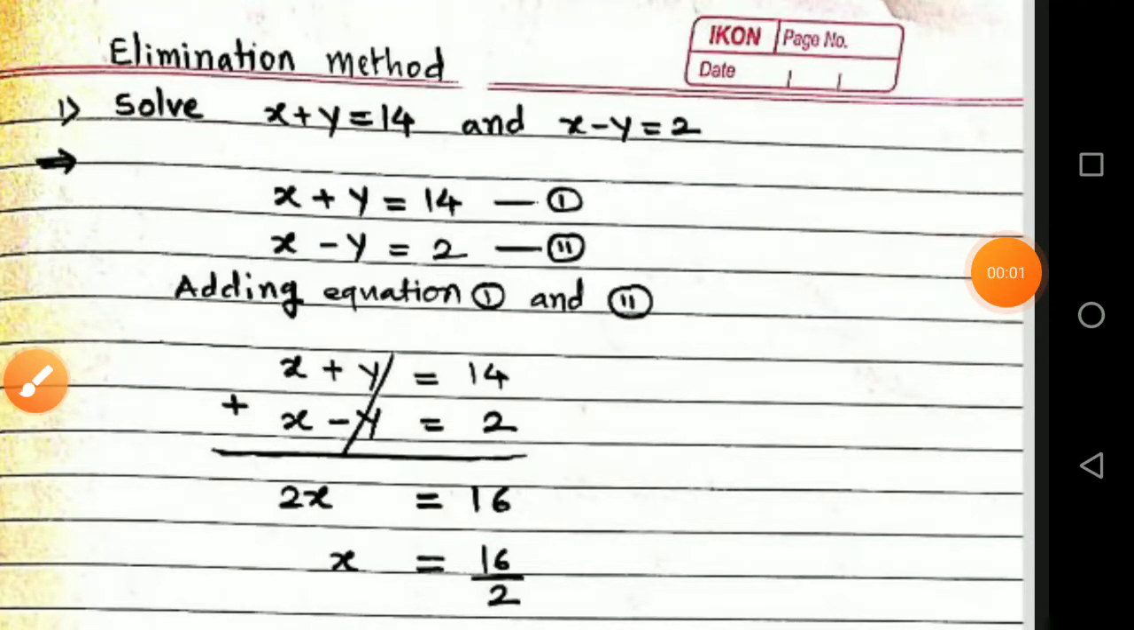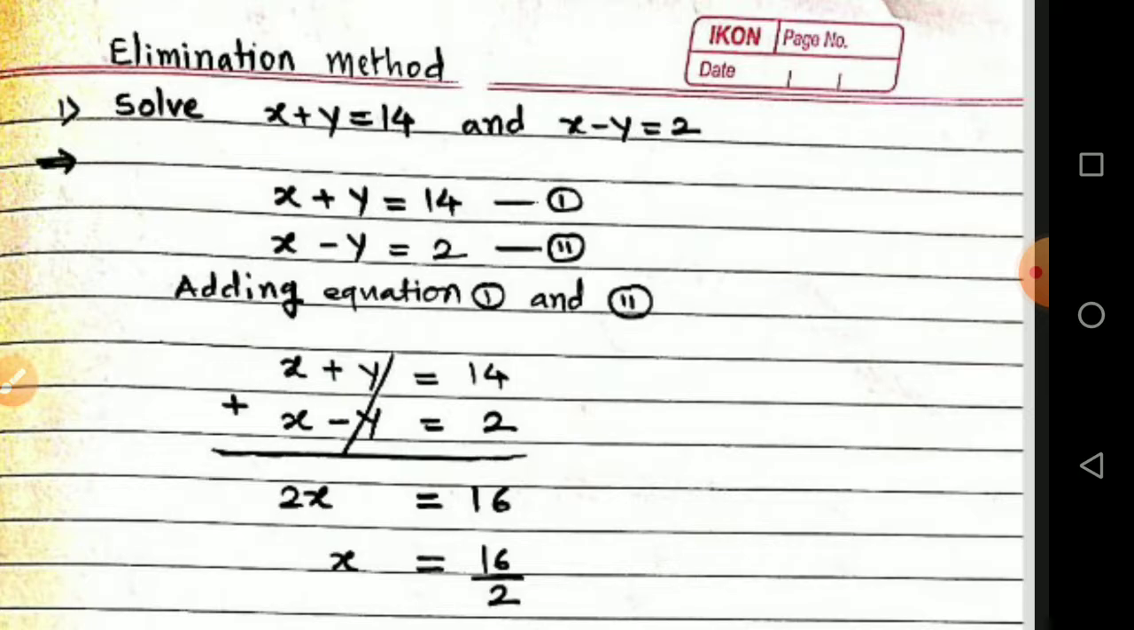Hello students, we are going to learn how to solve the simultaneous equations by elimination method. Elimination method means we are eliminating one variable from the given equations. Here is the first example, solve x plus y is equal to 14 and x minus y is equal to 2.